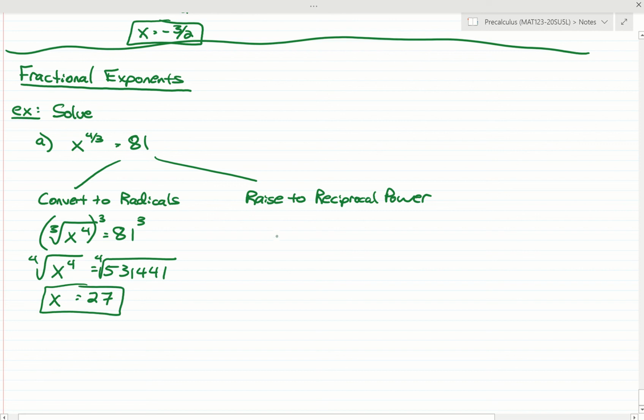But if we're raising x to the 4 thirds power, what could we raise both sides to get that to be x to the 1st power? Well, how about 3/4? Then they would cancel, and you just get x is equal to, well, the 4th root of 81, I know, is 3, and then 3 to the third is 27. So I prefer doing it that second way.